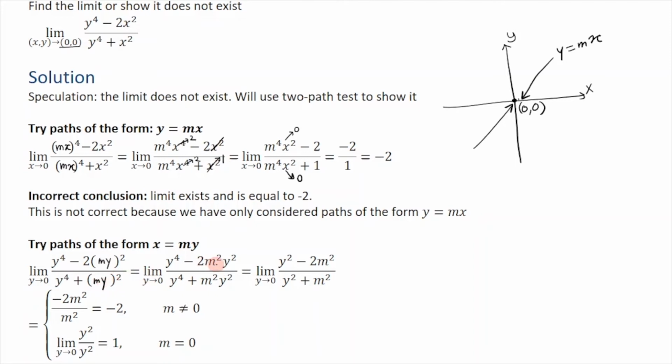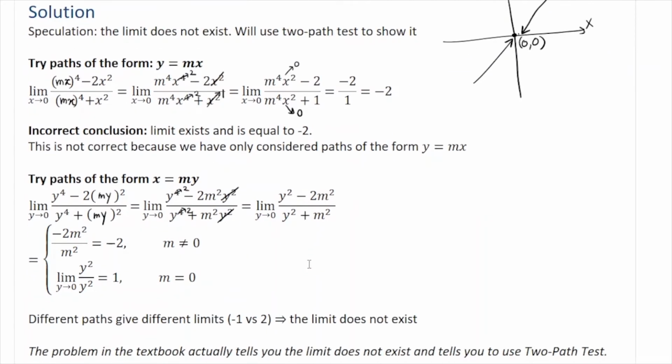So that's what I got here. I expanded my squared, so I got m squared y squared. Same thing here, m squared y squared. This is equal to, let's cancel y squared again. So we get 2 here, 2 here, and these cancel. So we get this y squared minus 2m squared over y squared plus m squared.